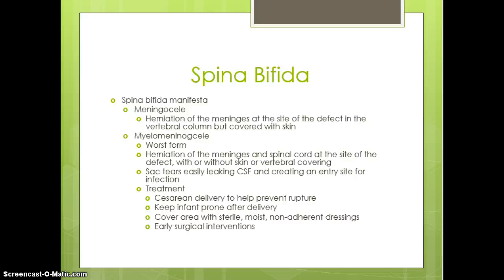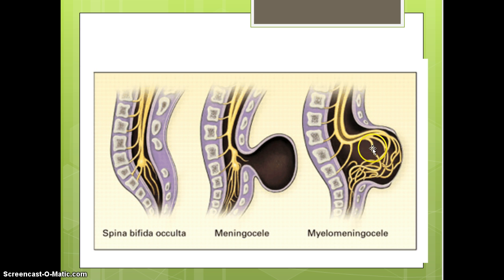These babies with the meningocele, myelomeningocele, oftentimes we're going to see cesarean deliveries so that we don't risk rupturing that sac. And then if you are working in this, you want to make sure that this baby is also in the prone position. And then we would like to keep that area covered with a sterile, moist, non-adherent dressing. And then just remember to keep that moist. So thinking about safety is going to be the importance of not tearing that sac, keeping that warm and moist until they're able to surgically then repair that myelomeningocele or the meningocele.